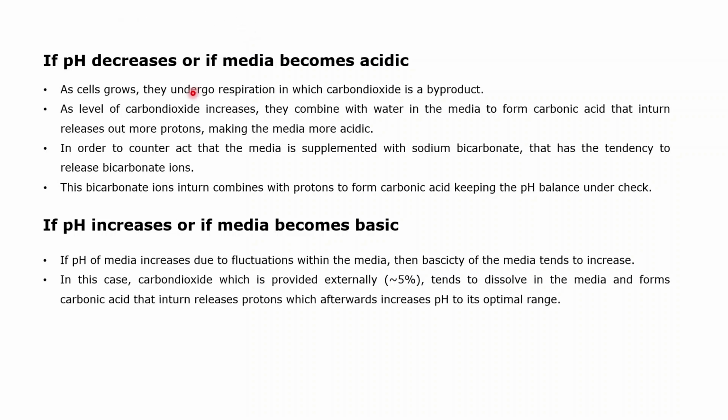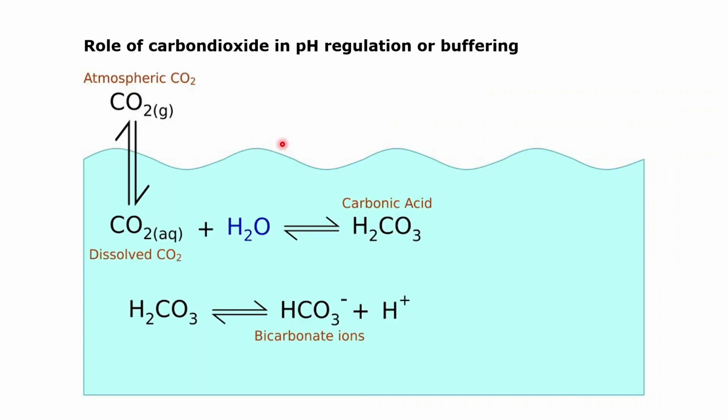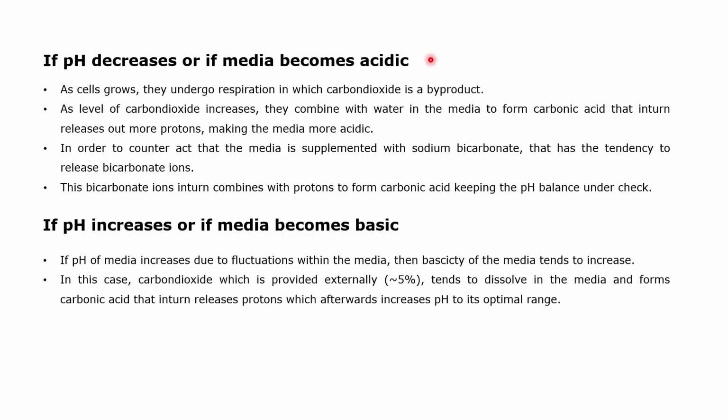This is basically due to the presence of, as I said before, the cells in the cell culture that can undergo respiration, which releases the byproduct carbon dioxide. With each process, the carbon dioxide level increases. So the chances are that this carbon dioxide within the media can combine with water to form carbonic acid, and then it starts to release more protons as well as bicarbonate ions. As the amount of carbonic acid increases, it can actually make the media more acidic.